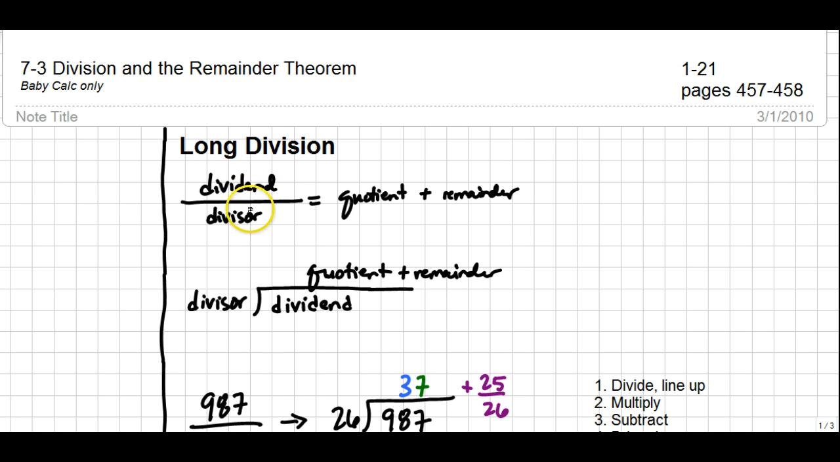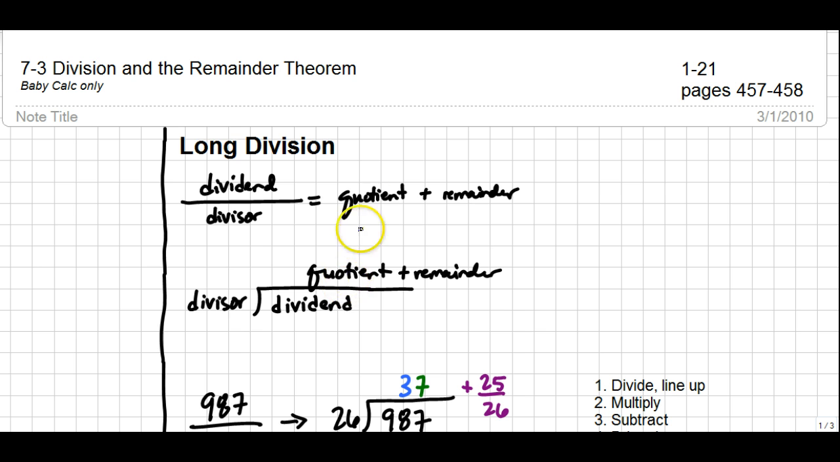The way that I try to remember those is the thing that's being divided is the dividend, so they both start and end with the letter D, divided and dividend. And it's being divided by the divisor. The divisor, when you set it up as a long division problem, is going to be out front. The dividend, the thing that you're dividing, is going to go underneath the bar.